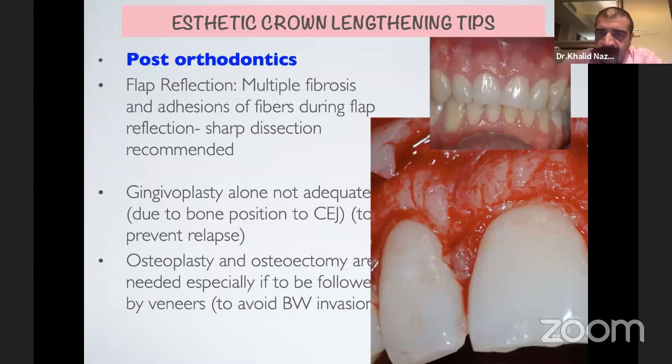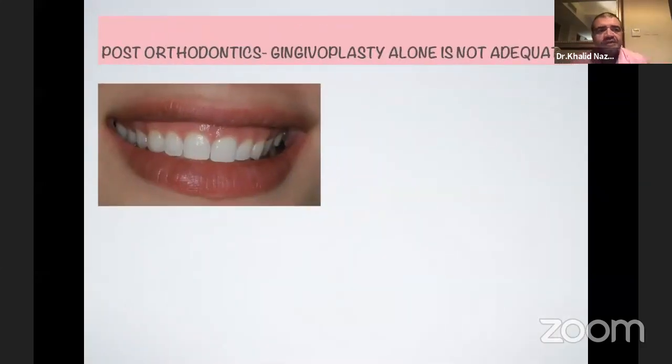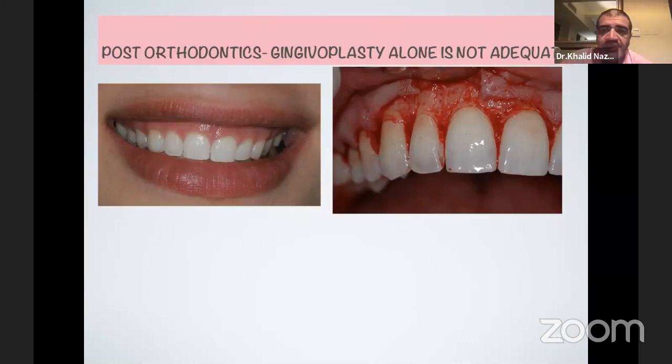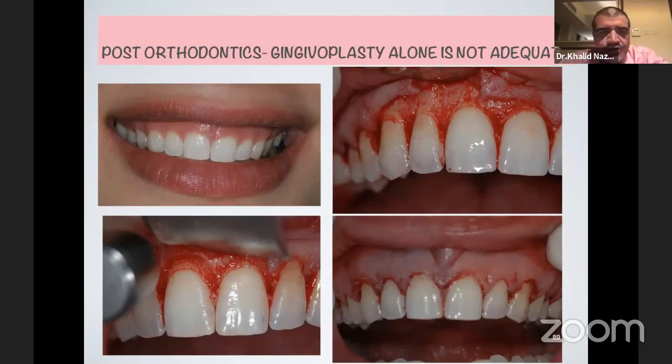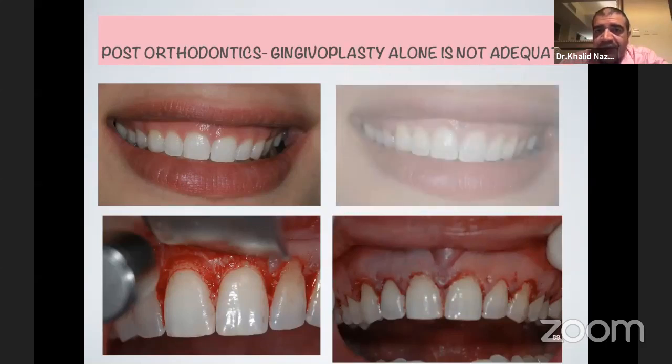The other thing is you can look at these striations, and this is one of the cases. This looks like a very simple case. This lovely lady just finished orthodontic treatment with nicely aligned teeth, but she's still not happy with the final outcome. And you can see that when we reflected the flap, we had to do osseous crown lengthening to prevent relapse of the tissue, because the cement to enamel junction was just too close after the orthodontic treatment. Just simple covering, suturing, and crown lengthening, and you can see the difference. A very simple technique.